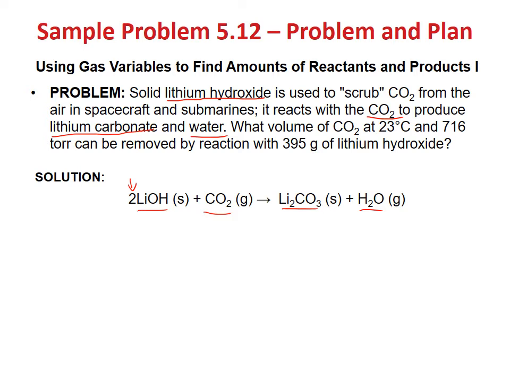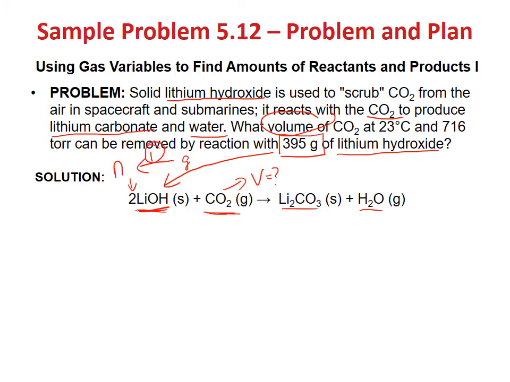Now the given condition is 395 grams of lithium hydroxide. So we know the grams of lithium hydroxide, and we want to calculate the volume of CO2. Apparently we want a conversion between the lithium hydroxide and the carbon dioxide. According to stoichiometry, we need the moles of lithium hydroxide. So first step, we need to convert the grams to moles.